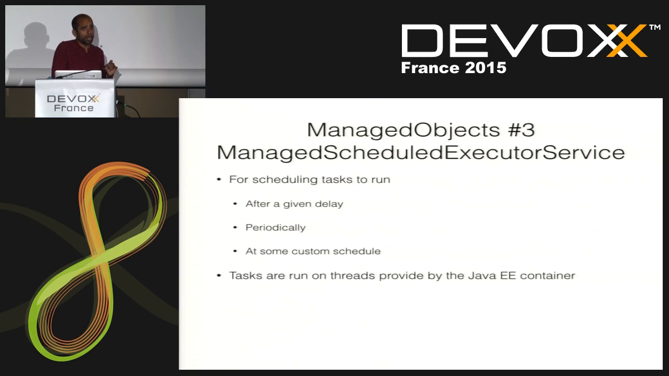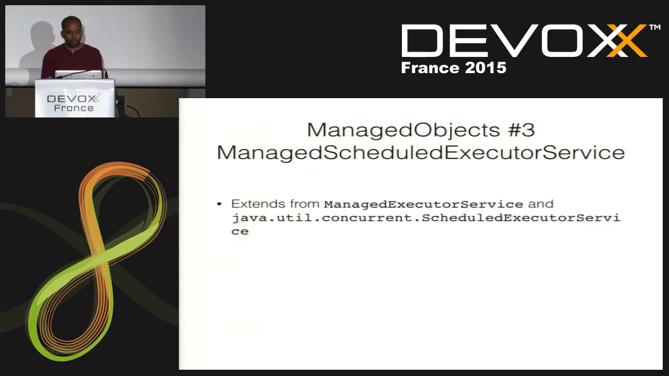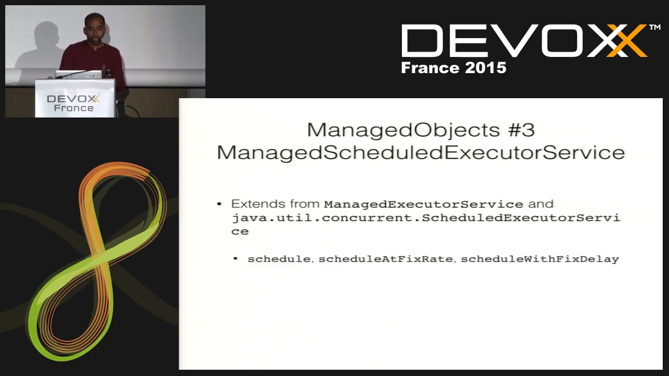Now the tasks are run on threads provided by the Java EE container, which is a big difference over here. And so even though you're running all these different algorithms, all those contexts are available to you. So they do support context propagation, and we're using all the standard Java SE design patterns. Okay, so let's take a look at the code. Well, the fact that it is extending from ManagedExecutorService or java.util.concurrent's ScheduledExecutorService. So all the JSR 166 methods are available to you over here, which are schedule, scheduleAtFixedRate, and scheduleWithFixedDelay. There are other methods as well, but those are the 3 that you would most commonly end up using.